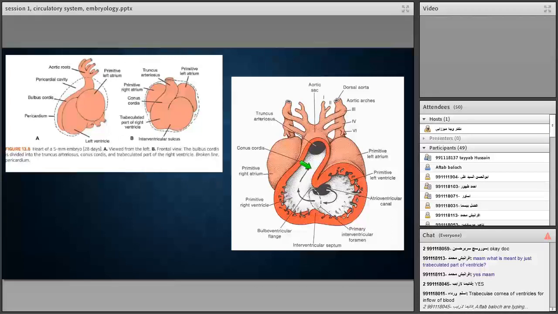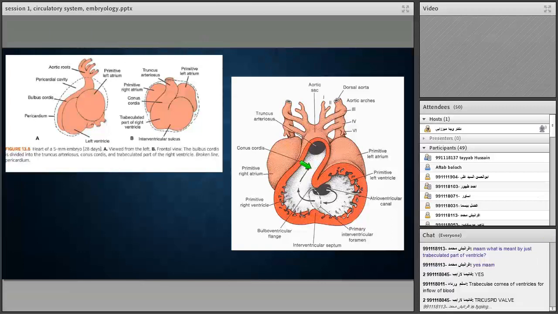Yes, for the inflow of the blood. Yes, very good. The trabeculated part of the ventricle is for inflow of the blood. No, not the valves. Don't confuse. I did not talk about the tricuspid or mitral valves. I'm just talking about two parts of the ventricles, inflow and outflow. Okay?